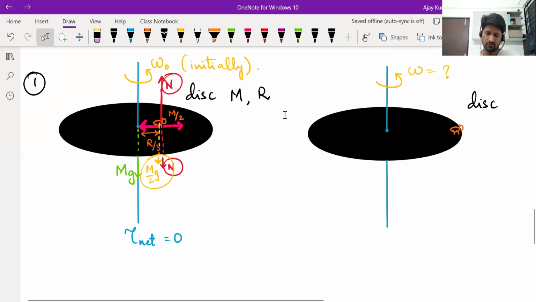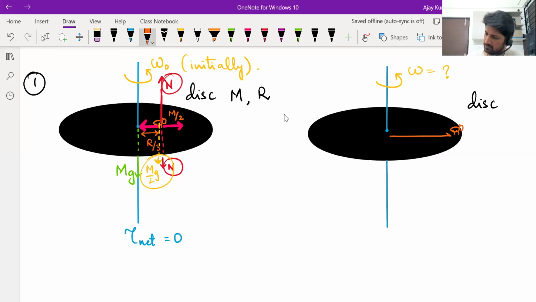Do this, all of you. The mass of the insect is m/2. It is at a distance r/3 from the axis initially. Finally, it is at a distance r from the axis. So I just want you to apply angular momentum conservation. L initial is equal to L final about that axis.